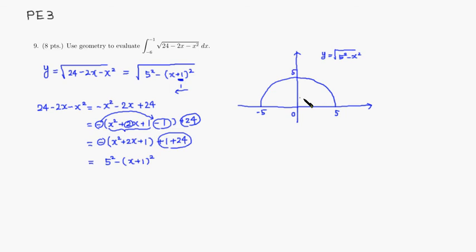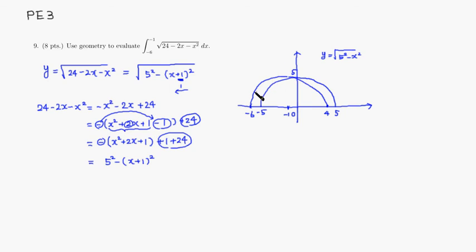But the function we're interested in is a shifted version of this. We have to shift this to the left 1 unit. So you can see that it's going to hit 4 and also -6, and -1 is going to be at the center. So it's going to look kind of like this. It's going to hit the highest point there, and it's going to go here.